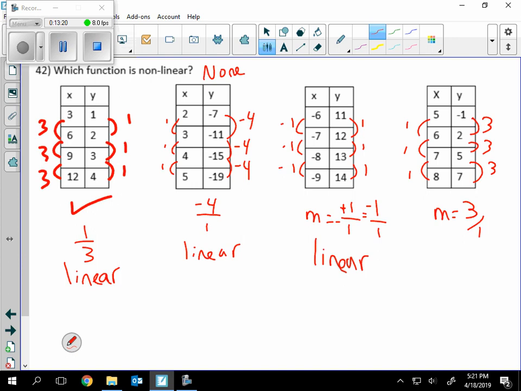I don't think I meant to write it this way. I meant to make one be nonlinear, and unless I've made a mistake somewhere, let me know. This one appears to be, none of them are nonlinear. They are all linear.